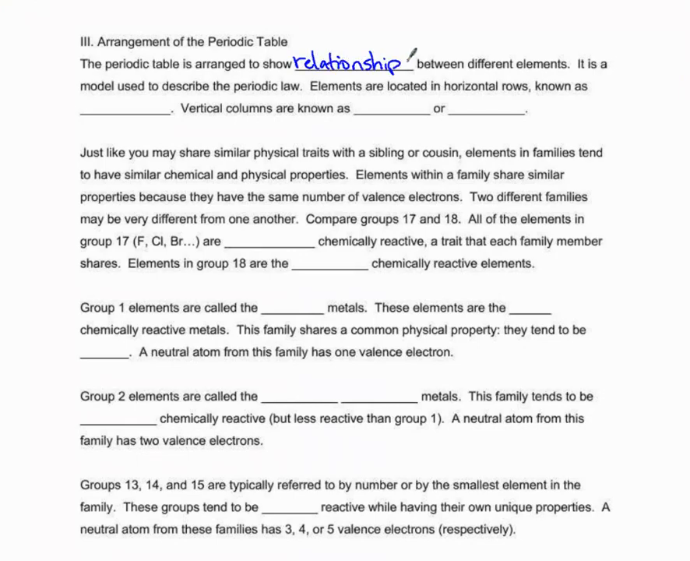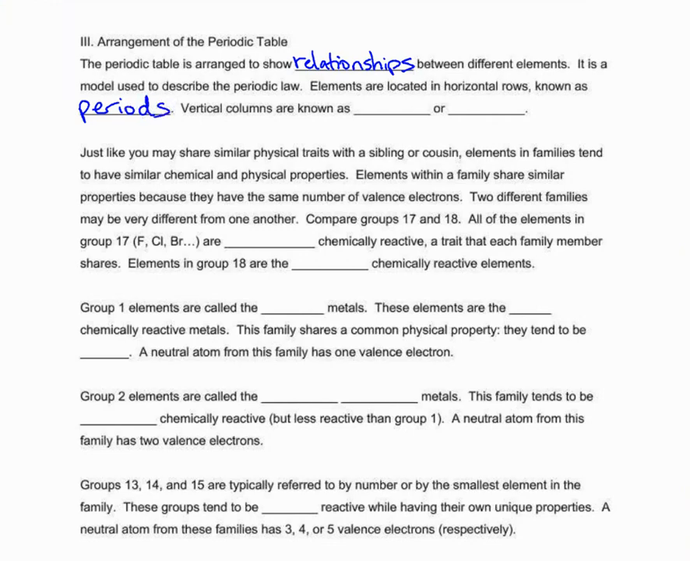Remember Mendeleev, he arranged his periodic table by atomic mass, and he was trying to arrange it in such a way that the relationships between different elements were highlighted. The periodic table is a model used to describe the periodic law. Elements are located in horizontal rows. The rows are known as periods.